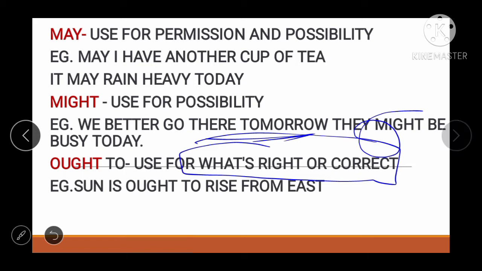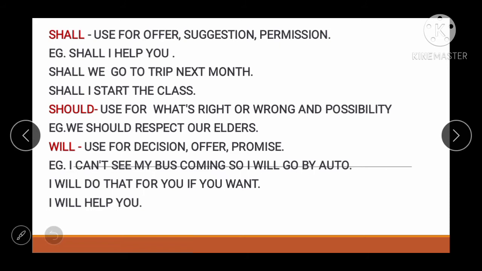Now let's see shall. Shall is used for offer, suggestion and permission. Let's see an example. Shall I help you? It's an offer. You are offering someone. Shall I help you? Just see an example.